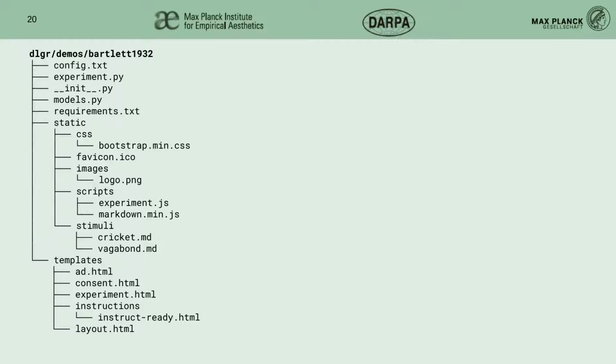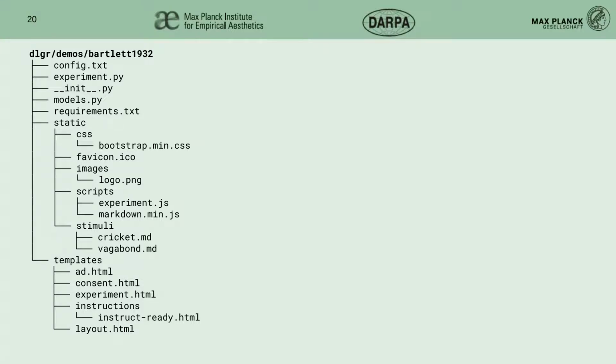So this is what the Bartlett 1932 experiment looks like on the file system. I did cut out a few extraneous files like README and things, but that's generally what it looks like. In templates, you've got the add, the consent page, the experiment, the instructions, and the layout. The layout is just the general structure of the page. The add, consent, experiment, and instruction pages will all be quite familiar from having run through it. The add page is the first one. We'll go to that in more detail in a moment.